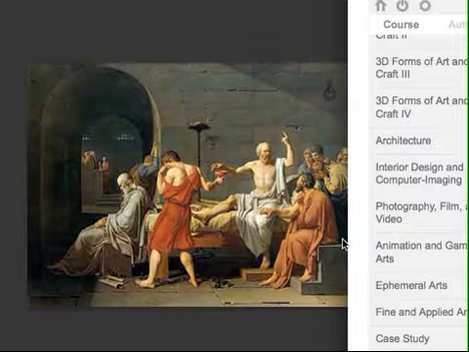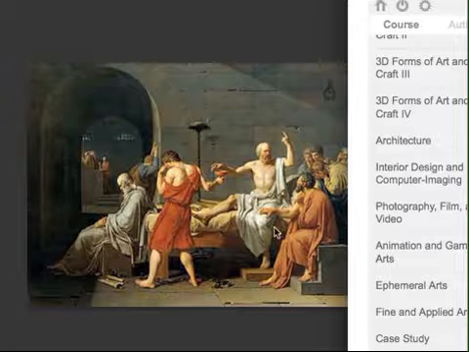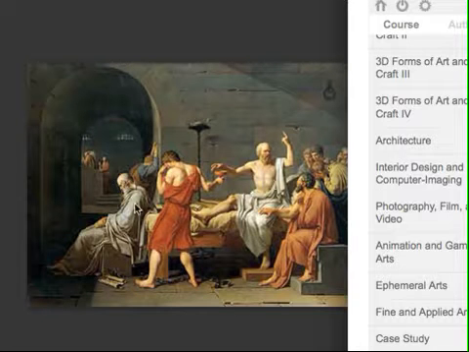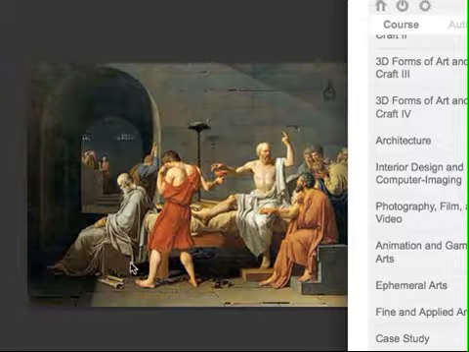Proximity, repetition, continuation. Now, proximity, of course, means it's all together. And you have that. You have these figures all grouped together. So that's going to give you unity. Then look at the repetition you have.